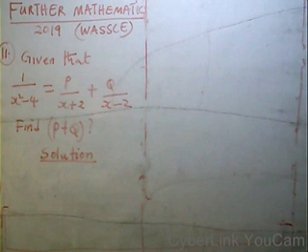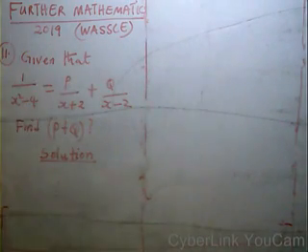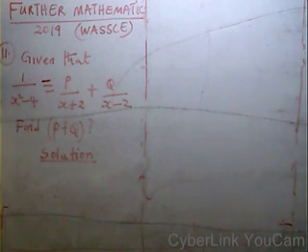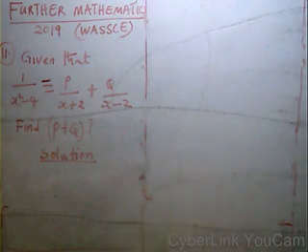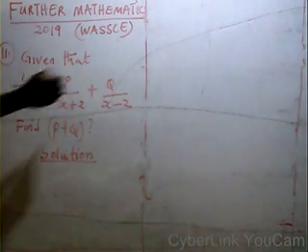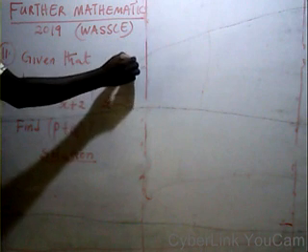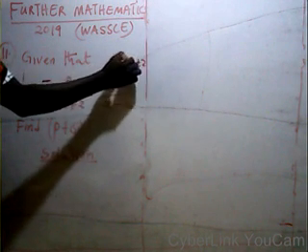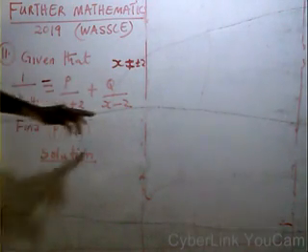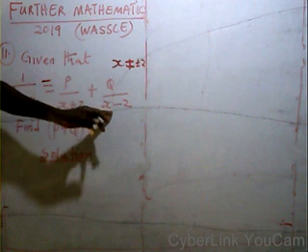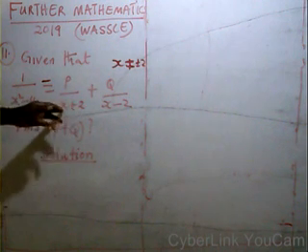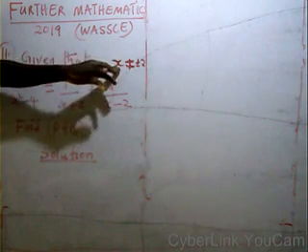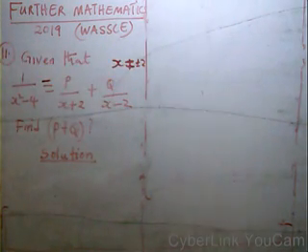Question 11 said, given that 1 over x squared minus 4 is equivalent to p over x plus 2 plus q over x minus 2, we have to find the value of p plus q. Of course, we have been told that x is not equal to plus or minus 2, because if x is equal to plus 2 here, of course you have undefined, and if x is equal to minus 2 here, of course we are going to have undefined. So that's why it is stated that x is not equal to plus or minus 2.